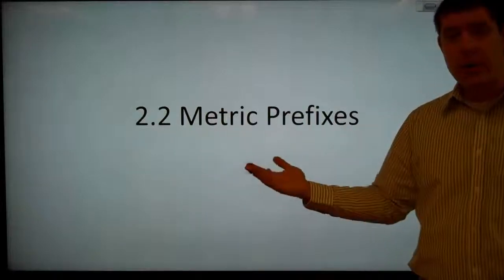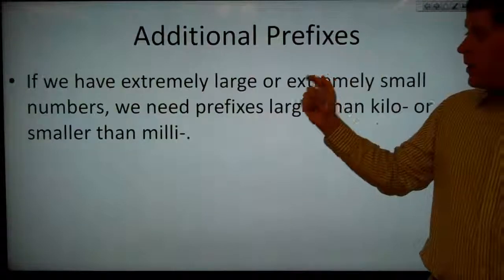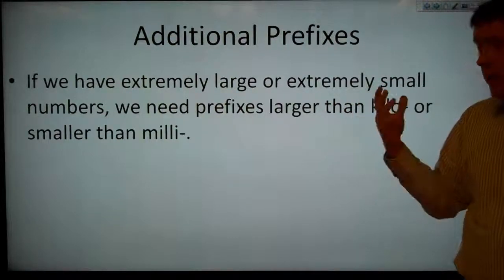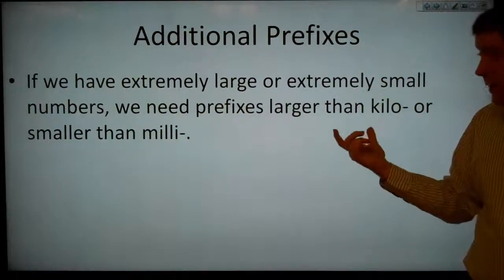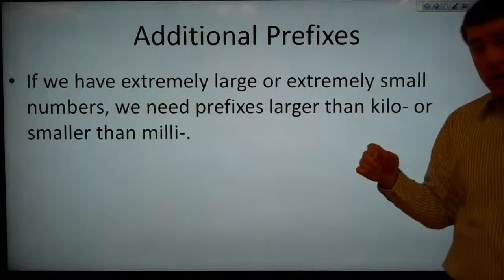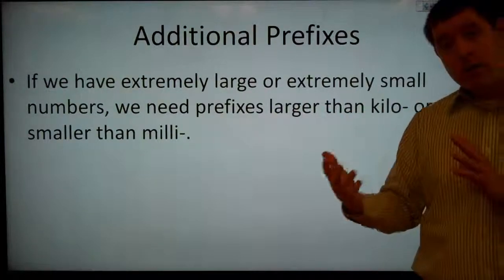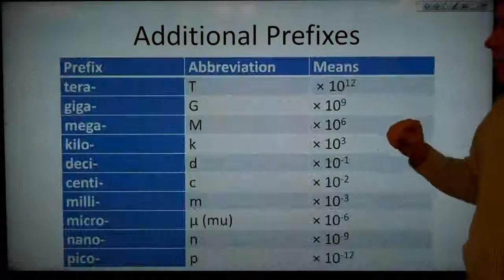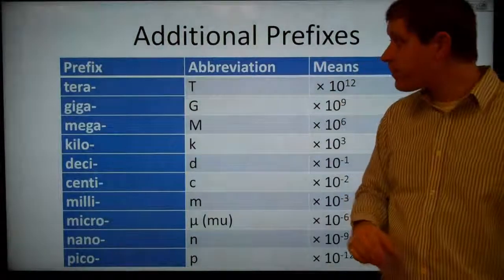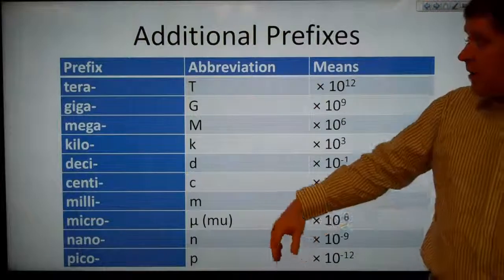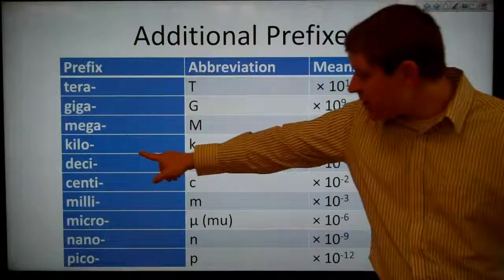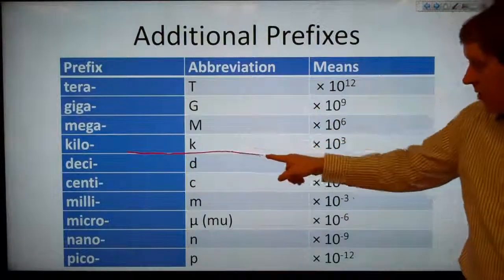Welcome to metric prefixes. So if we have extremely large or extremely small numbers, we want prefixes larger than kilo or smaller than milli. We've already talked about the prefixes between kilo and milli in the last video, so if you need to, go back and review that one. So here are some other prefixes. Let's start out in the middle at our base. Our base would be here at this point.